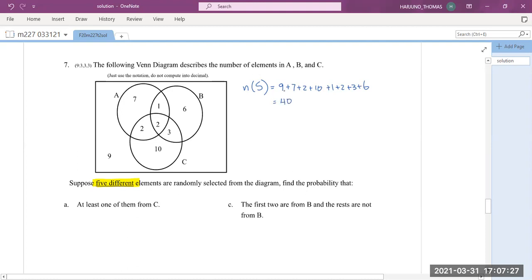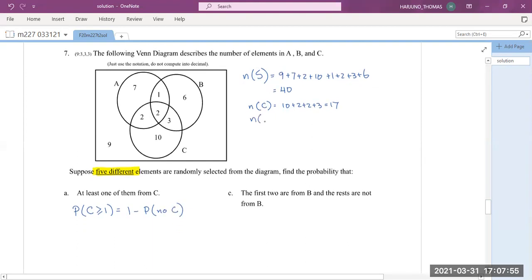And how many elements in C? Number of elements in C is 10 plus 2 plus 2 plus 3. There are 17. So the probability that at least one from C will be 1 minus probability no C. All of them from outside of C. Now, how many no C? It's 23, right? 40 minus 17. So 1 minus, what is the probability?